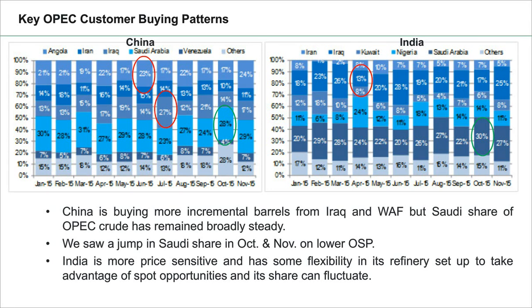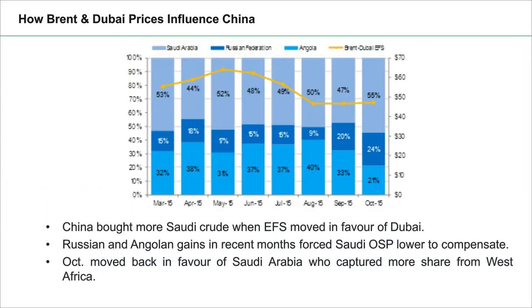So if we look at how the Brent-Dubai prices, which I mentioned before, influence Chinese buying, our tracking shows the changing proportions of Saudi exports to China, which are priced on the Dubai benchmark, relative to those from places like Russia and Angola, which are priced off of Brent. The Brent-Dubai EFS, shown as the yellow line here, shows the spread between the two pricing mechanisms. It indicated in May that the average Dubai value was lower than that of Brent, and it appears to have had a positive impact on Saudi's market share, which rises to 52% between the three countries.